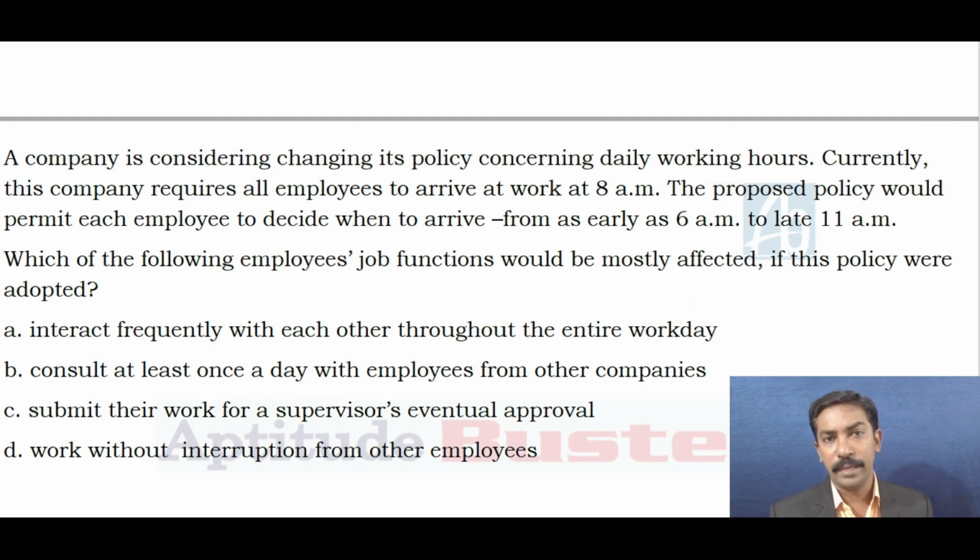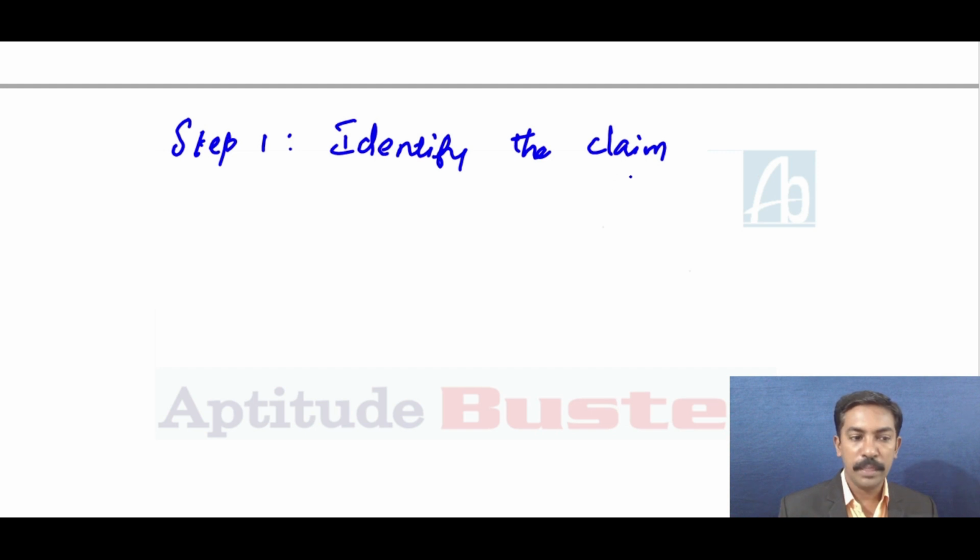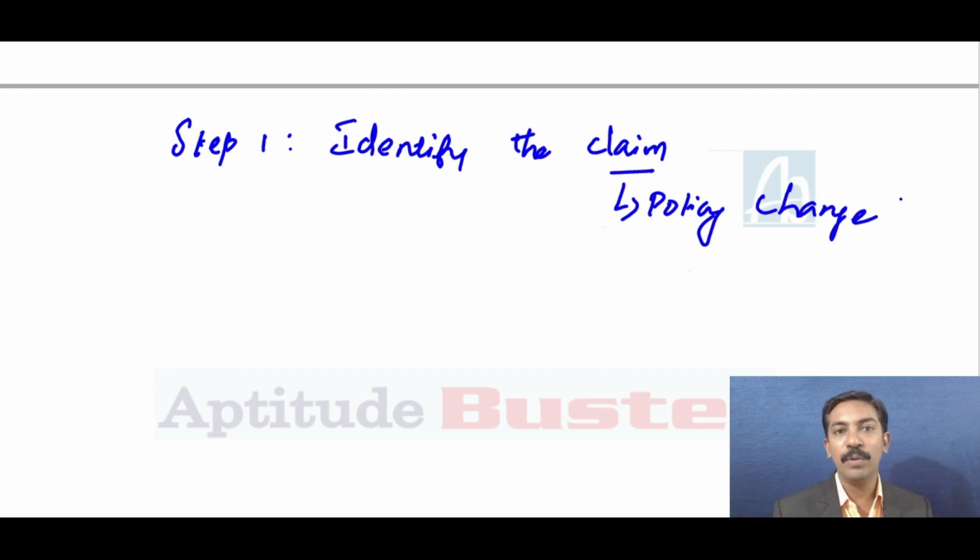and 11 a.m. The claim in the question is a policy change which allows a company's employees to report anywhere between 6 a.m. and 11 a.m. instead of reporting at 8 a.m. This is step 1. Step 2 is to understand the question.